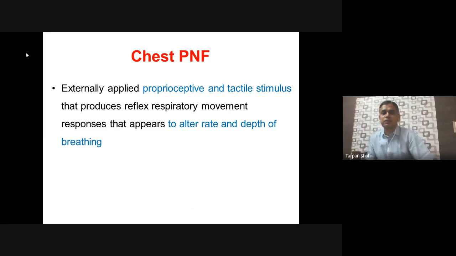Now let's come to the important concept, that is chest PNF, proprioceptive neuromuscular facilitation technique, a very old and gold technique. There are so many techniques available under this, which you can implement for many patients, and especially when you want to wean off the patient from the ventilator, you can try giving these techniques. So what basically PNF is, externally you are applying proprioceptives, proprioception, that means the receptors around the joint. Proprioceptive and tactile stimulus you are applying externally will produce the reflex respiratory movement response that is going to alter the rate and depth of the breathing. So it's more of a practical technique, but a very good and result oriented approach. Let's see what techniques come under this.